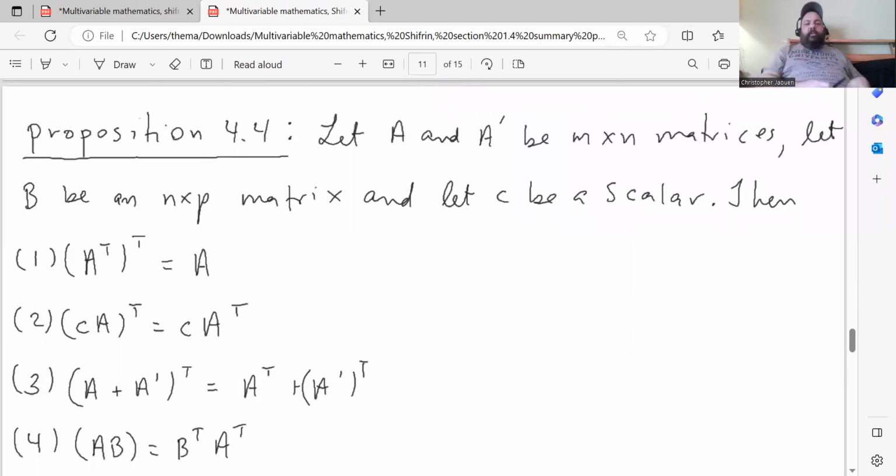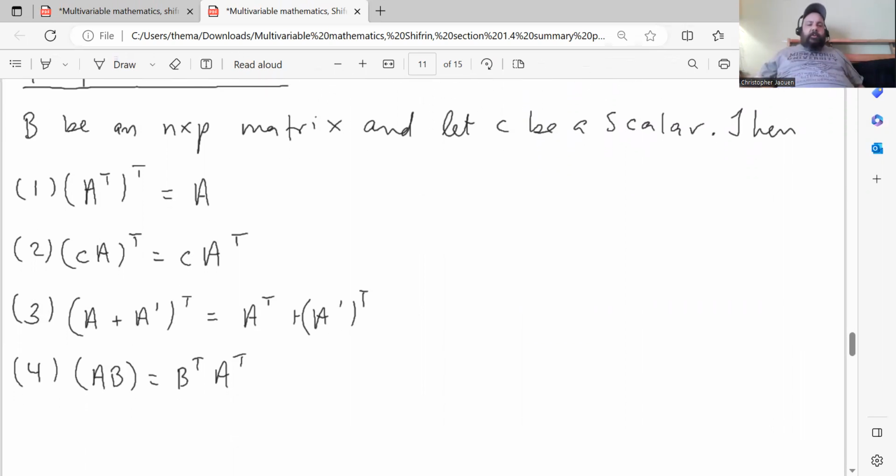So proposition 4.4 says, let A and A prime be m by n matrices, let B be an n by p matrix, and let C be a scalar. Then there are some properties here for the operation of transpose. If you take the transpose of A transpose, that gives you the matrix A. If you take the transpose of a scalar multiple of A, that's equal to the scalar multiple of A transpose. If you take the transpose of a sum of matrices, that's equal to the sum of the transposes.